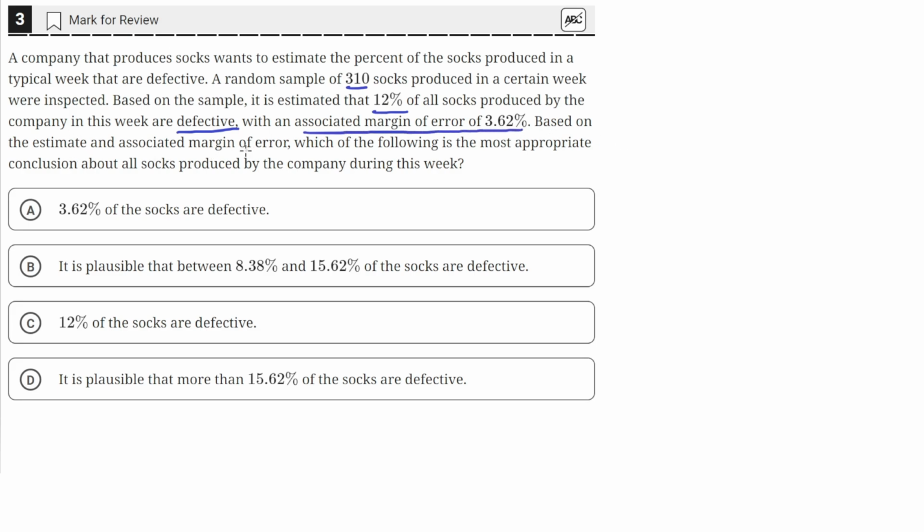Based on the estimated associated margin of error, which of the following is the most appropriate conclusion about all socks produced by the company during this week?